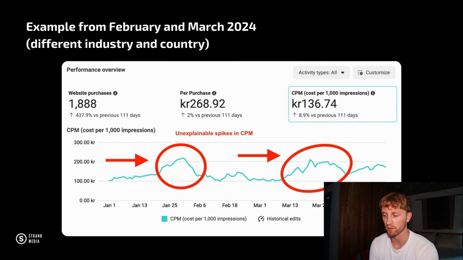And these 2 accounts that we're looking at here are totally different. They're in different industries, different markets, but you can still see the same spike in CPM. So if you're currently seeing a drop in your Facebook ad results, this is what I would go through to try to figure out what has actually changed.